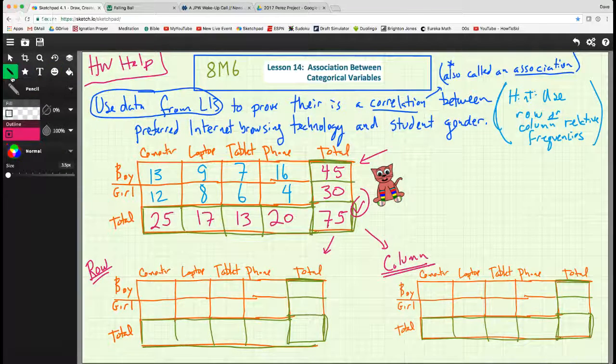Okay, now let's do our row relative totals. To calculate each cell in this table, we have to take each number and divide it by our total. So we're going to take 13 and divide it by 45, and we get 29%. 9 divided by 45 is 20%. 7 divided by 45 is 16%. 16 divided by 45 is 36%.